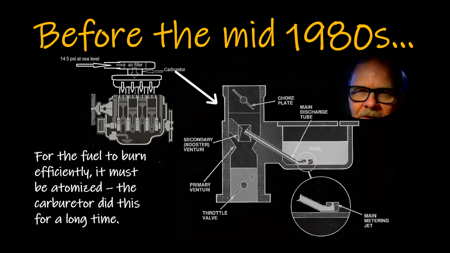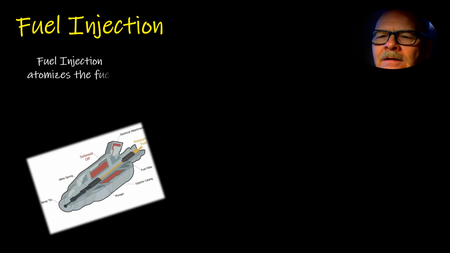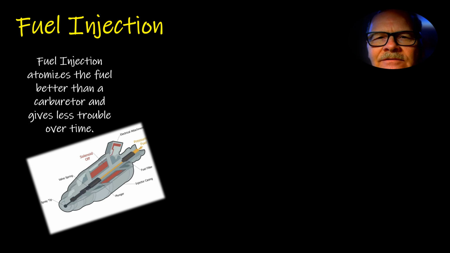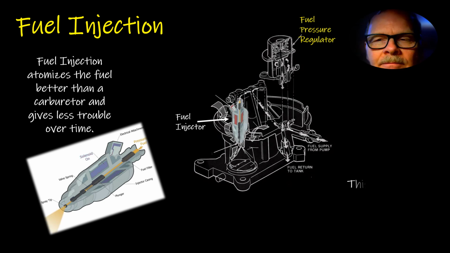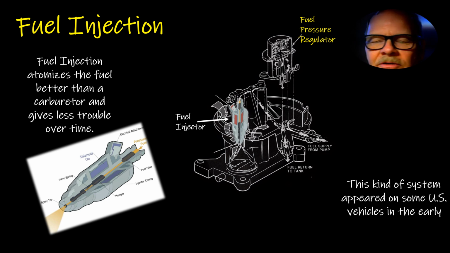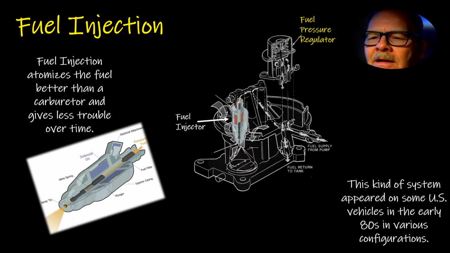And there's technical service bulletins from Chrysler and from Ford that came out back when I was at the dealer that said don't use premium fuel in a vehicle that's tuned for 87 octane. Now, fuel injection atomizes the fuel better than a carburetor, and it gives less trouble over time. The older guys always liked the carburetors because they understood them, but I was like everybody else.